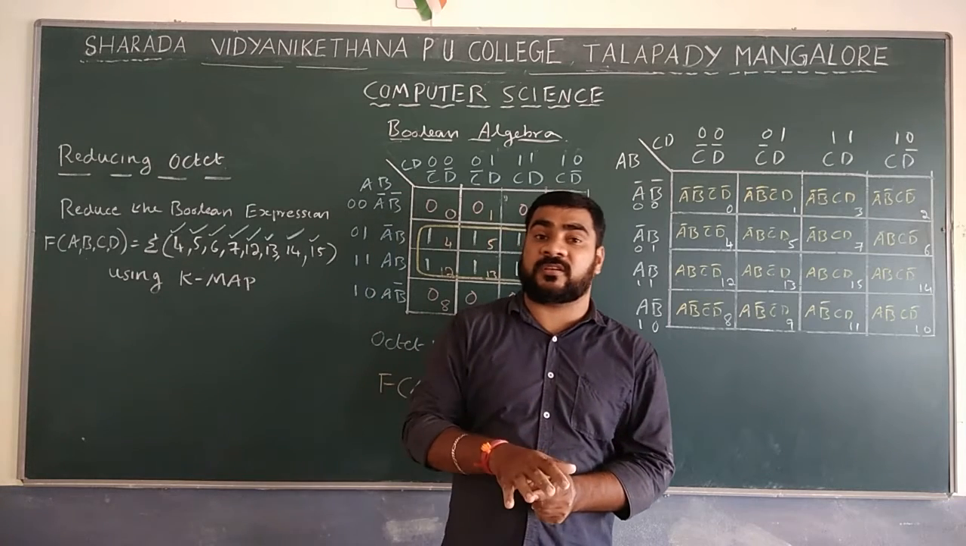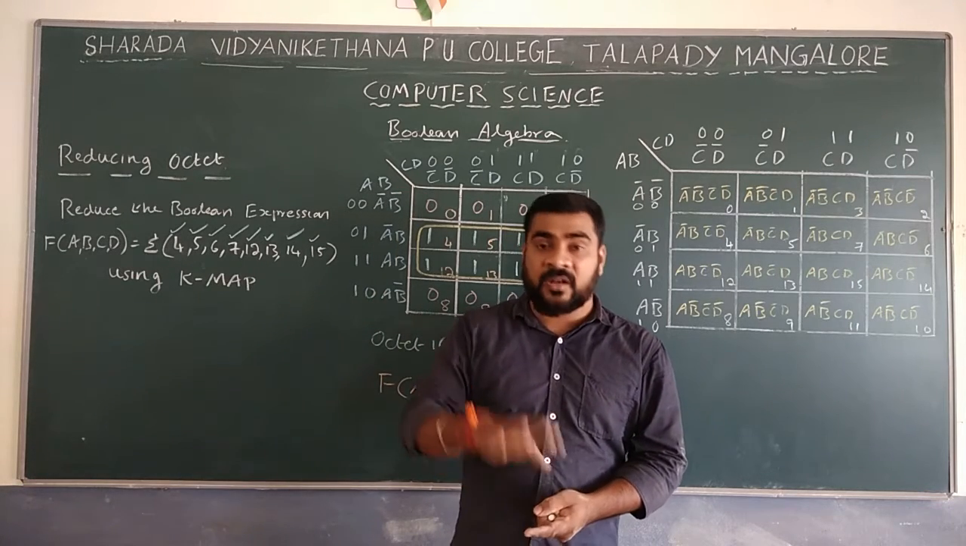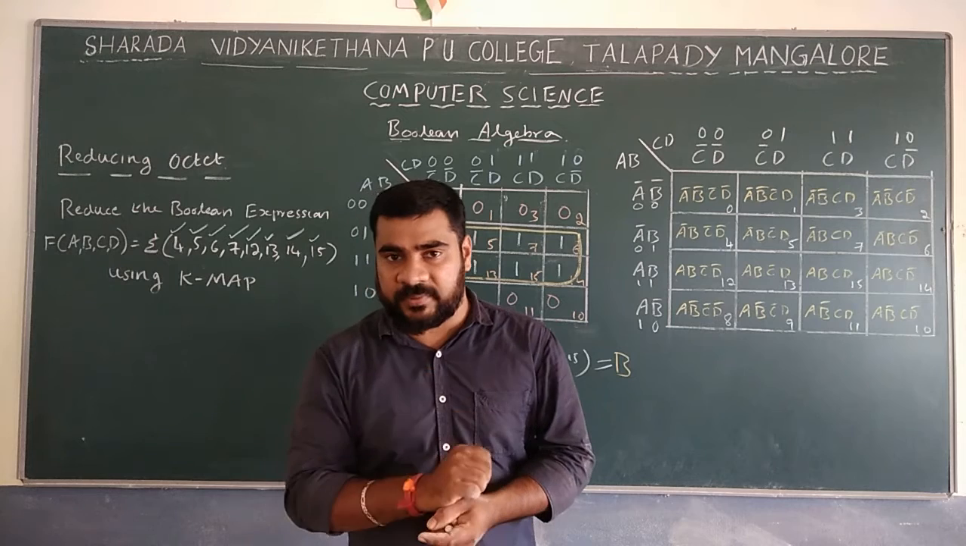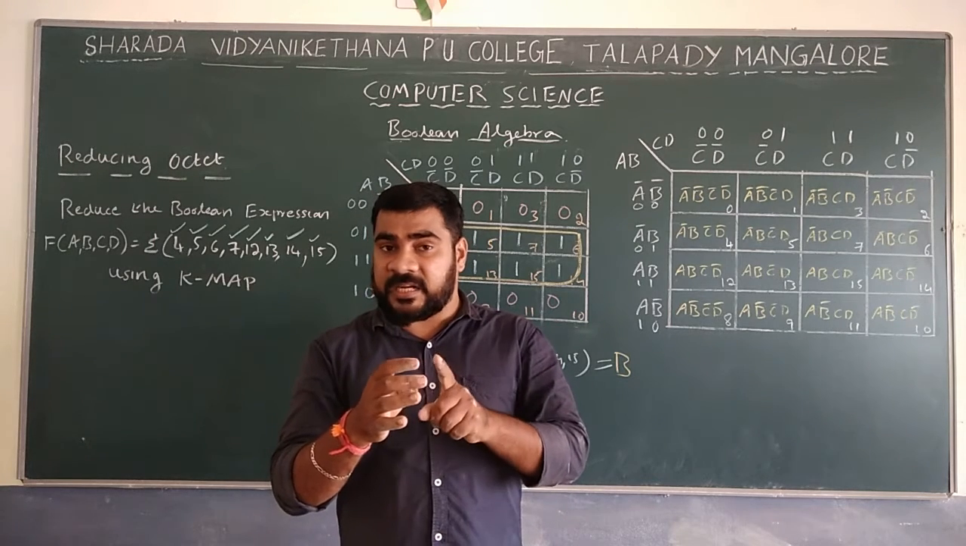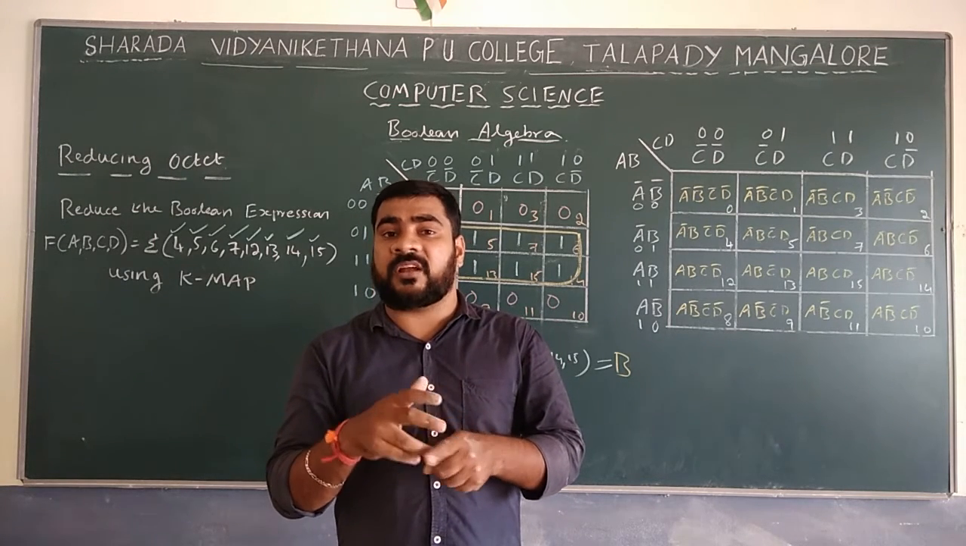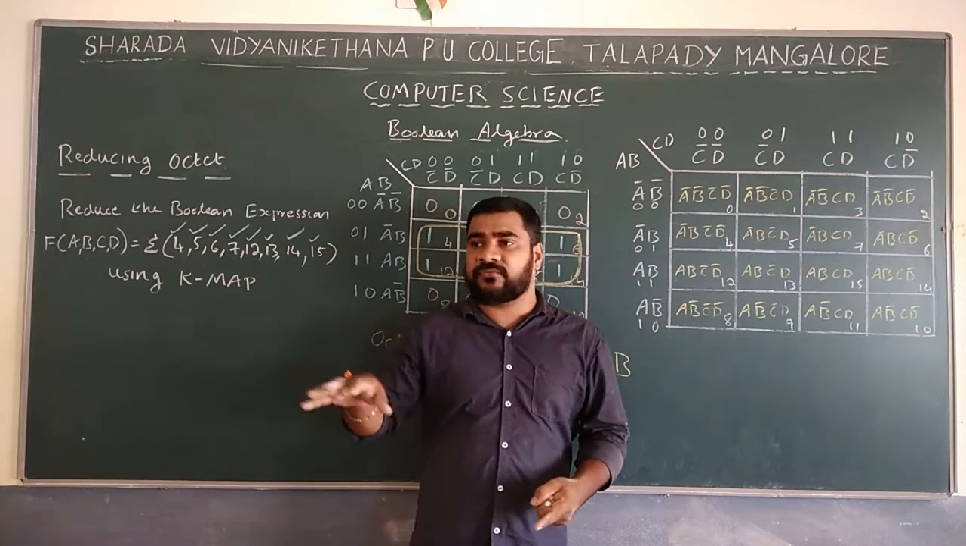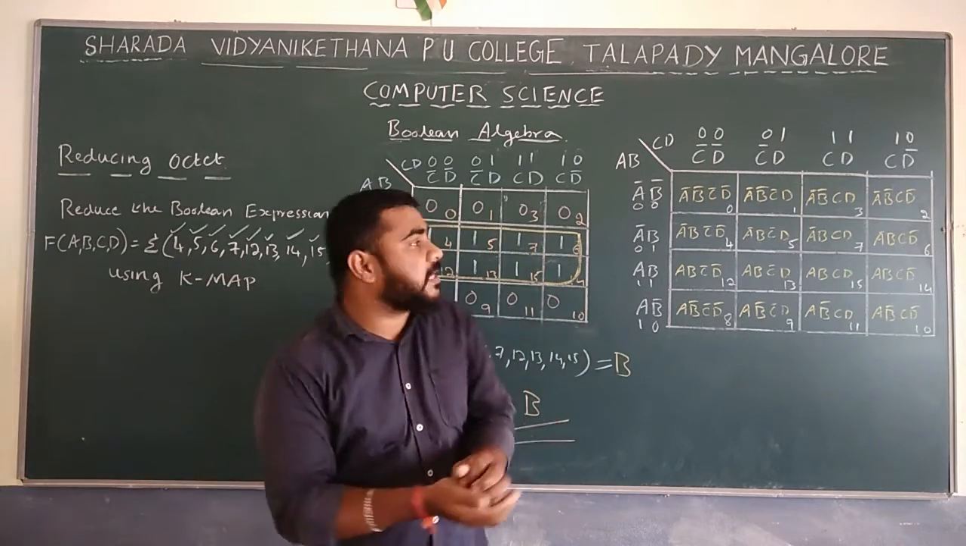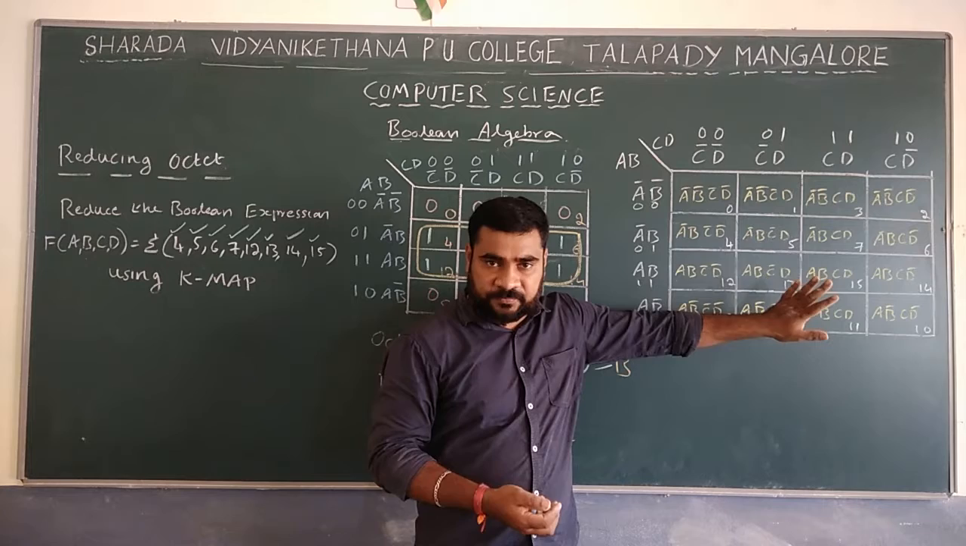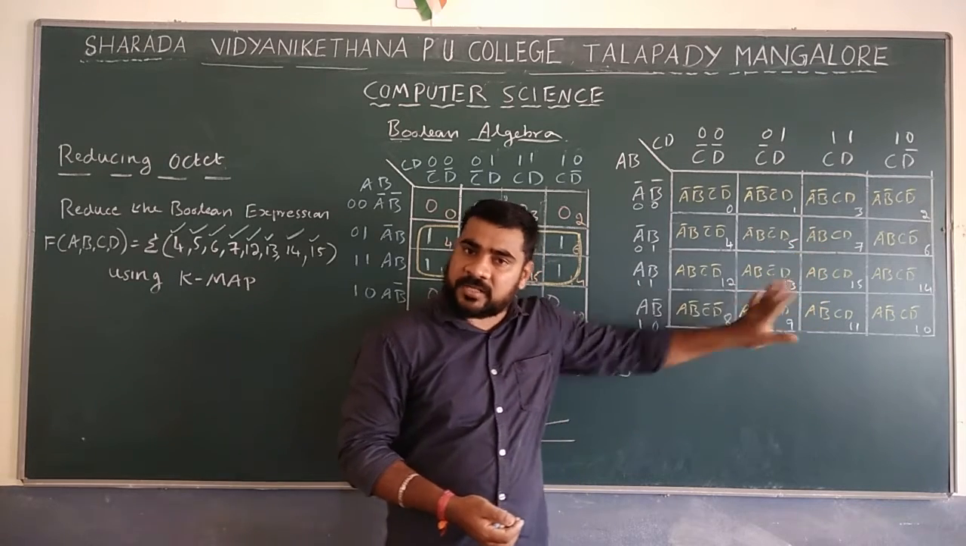First you have to check the total number of variables. Here 4 variables are there: A, B, C, D. Sometimes they will give W, X, Y, Z, or P, Q, R, S. Anything they can give. But if they give A, B, C, D, then based on A, B, C, D, first you have to construct the K map.